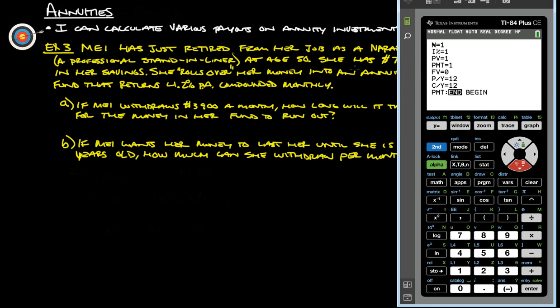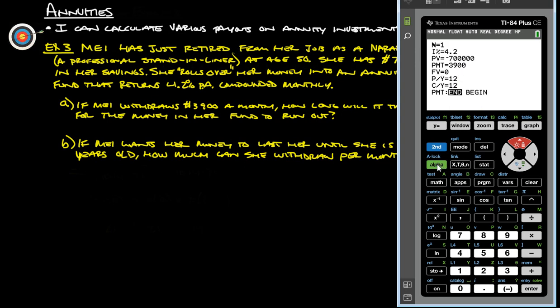So let's see, her interest rate was 4.2. Her present value, that's how much she invested, that was negative 700,000. And then our payment is, let's see, she wants to take out $3,900 a month. 3,900. And then the future value, that's, we're going to run it out. And then payments per year, 12, compound periods per year, 12. So what we want to do is figure out how long it's going to take to run out of that $700,000 at $3,900 a month.